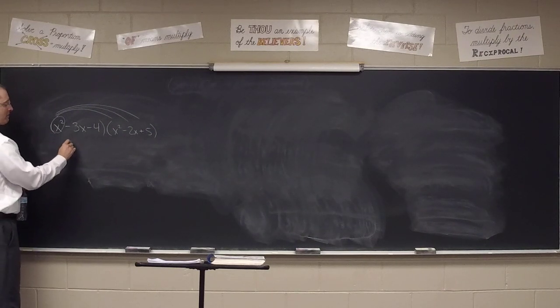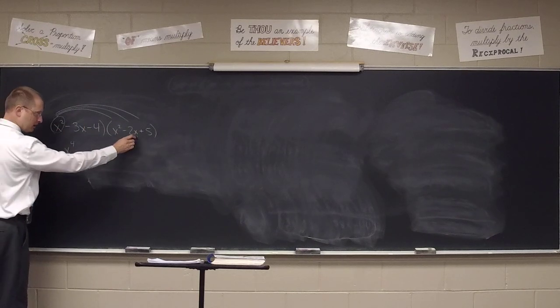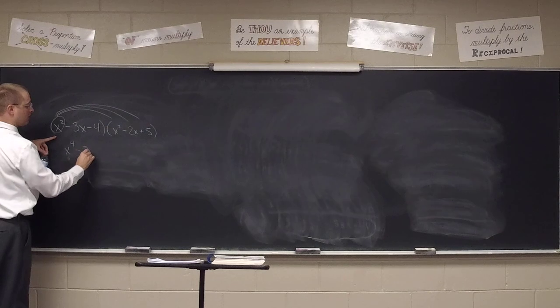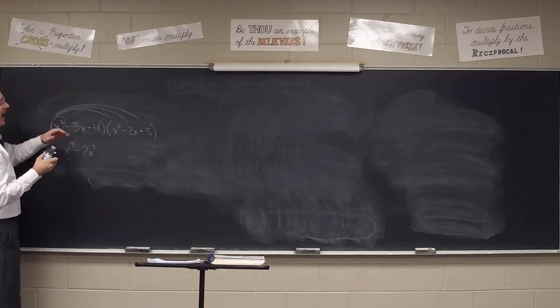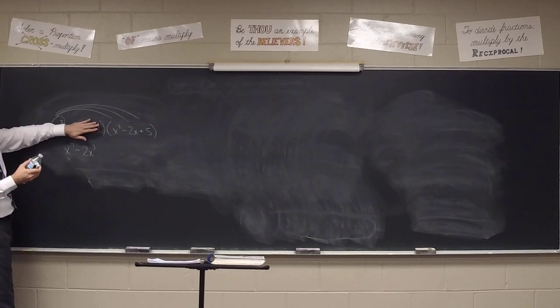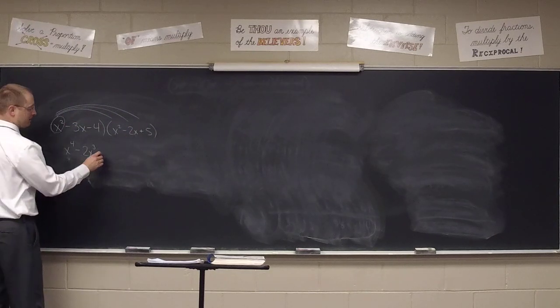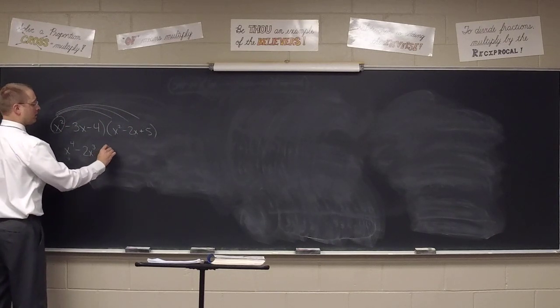Oh, you're right about the x to the fourth. Negative 2x cubed. And part of the discipline is ignoring the extra, right? And that's what we're going to have to do there. And then continue. 5x squared. There we go.